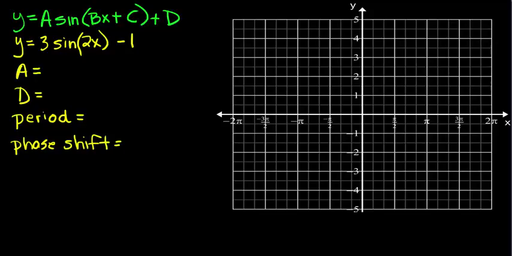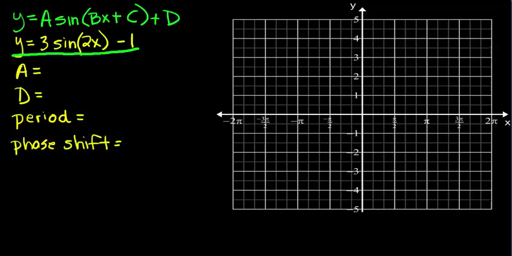Let's graph an example of a little bit more complicated trig function. This one is y equals 3 sine of 2x minus 1. So first, what we need to do when we take a look at this is pick out what are the amplitude, the vertical shift, the period, and the phase shift, if we have any changes.